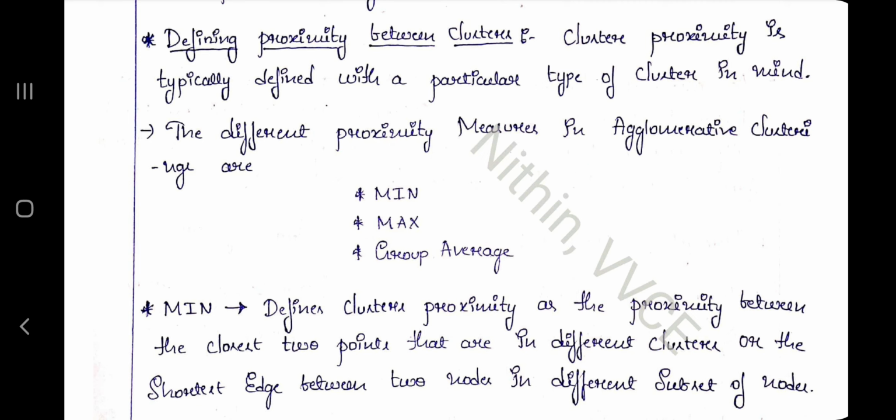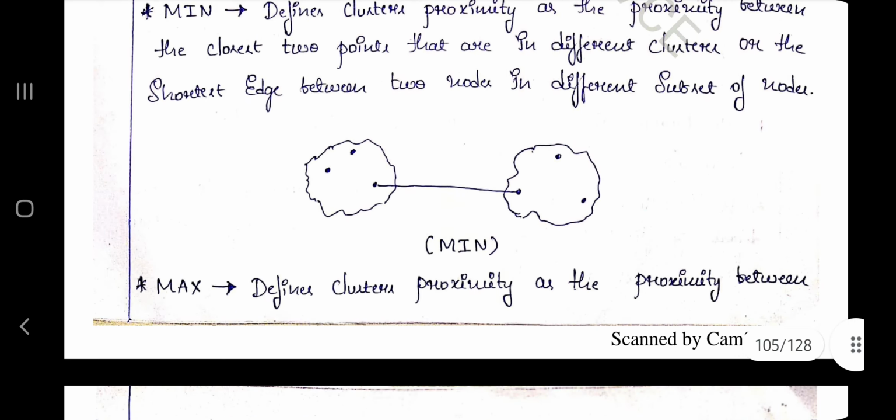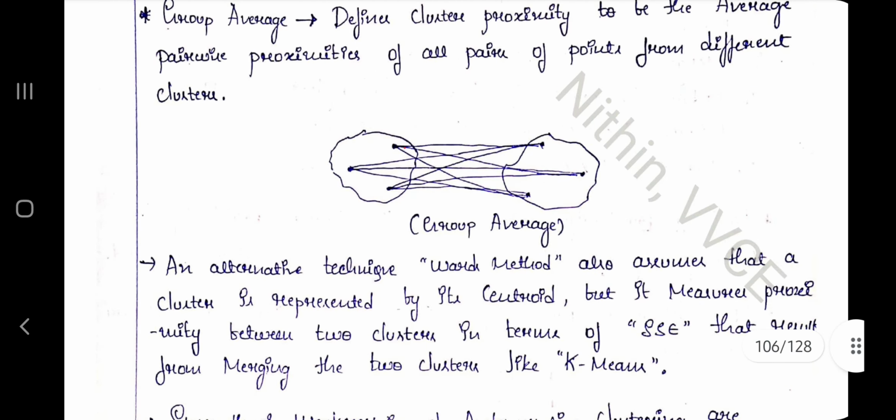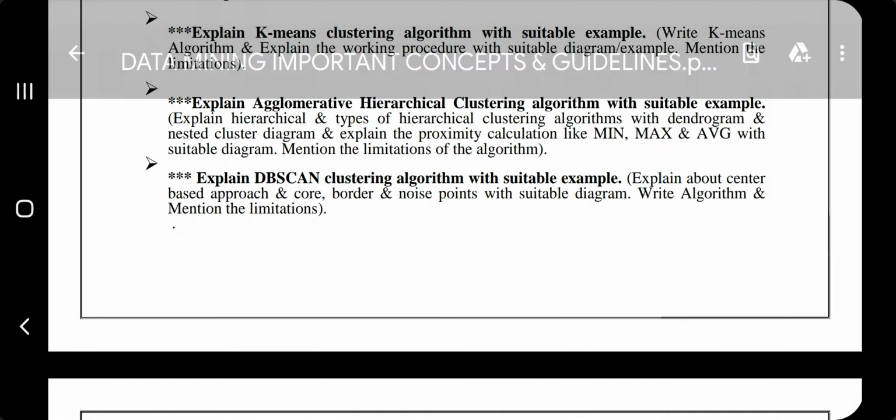Min means the minimum distance between two clusters. If these are two clusters, what is the minimum distance? That's all. Just remember this diagram and write it in your own words. The minimum distance between two clusters is called min. What is the max? The maximum possible distance between two data points of two different clusters. What is the average? As the name suggests, find out all the distances, divide by how many distances you found. That's the group average. Very important question. Easily you can remember these diagrams and score 6 to 7 marks, right?